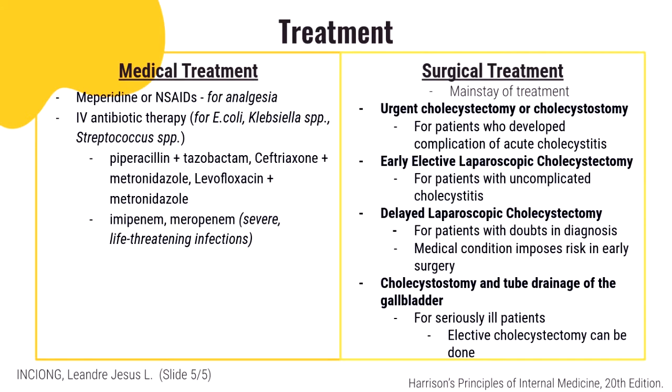Urgent cholecystectomy or cholecystostomy are for patients who develop complications of acute cholecystitis. Early elective laparoscopic cholecystectomy is for patients with uncomplicated cholecystitis. There's also delayed laparoscopic cholecystectomy for patients with doubts in the diagnosis of acute cholecystitis and/or a medical condition which imposes risk in early surgery. And lastly, we have cholecystostomy and tube drainage of the gallbladder for seriously ill or older patients. Afterwards, elective cholecystectomy can be done.